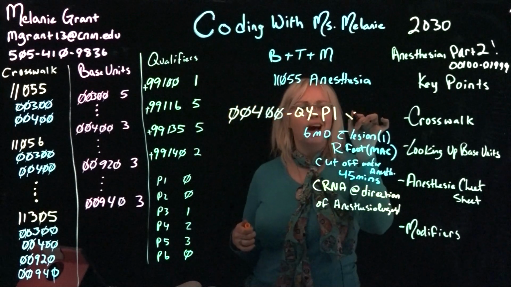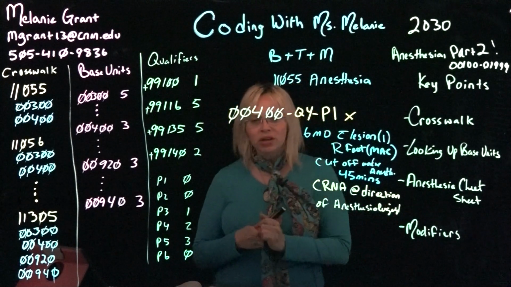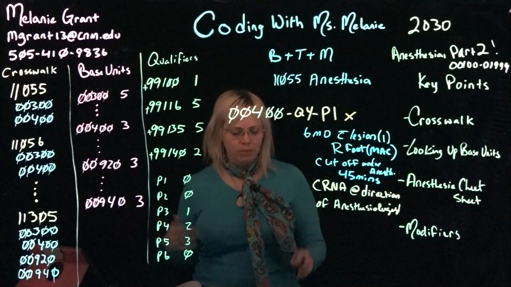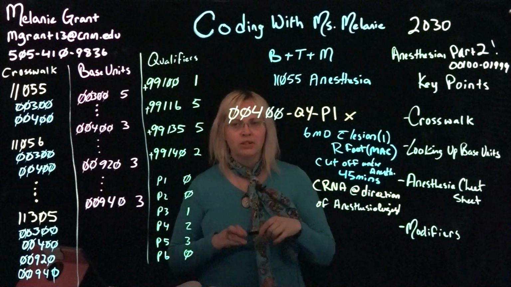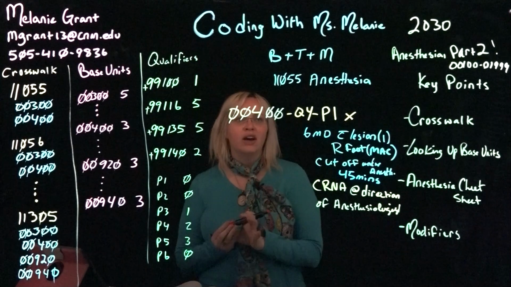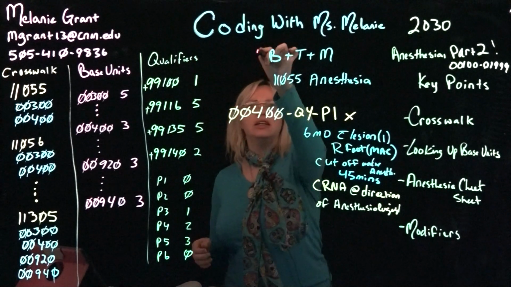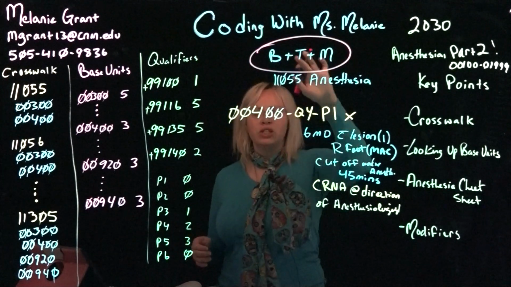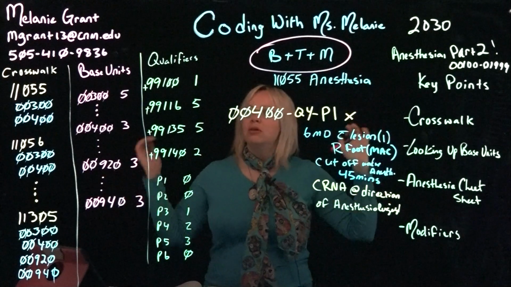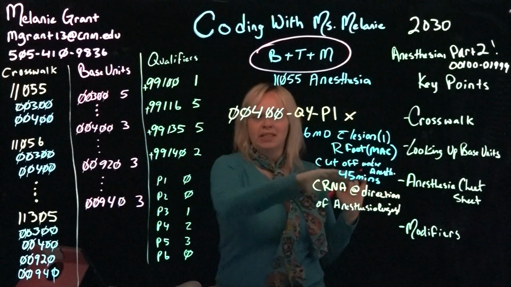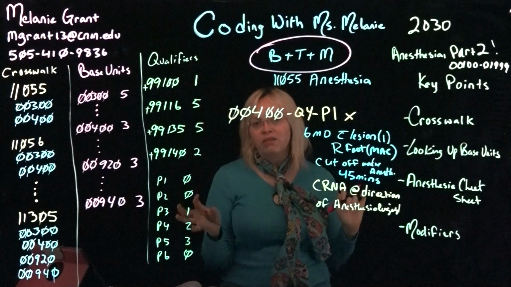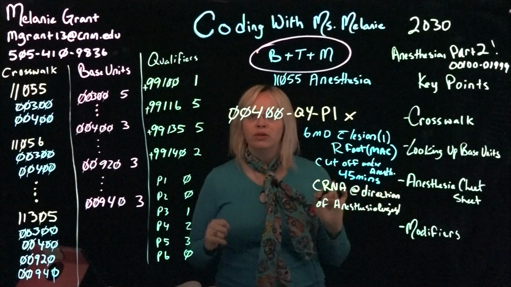So we're going to say times, and now we're going to determine, well, how do I know how many units to do? Okay, so I'm going to switch over our colors here. Now, this is where we're going to look at the very easy calculation of B plus T plus M: base units plus time plus any modifying qualifiers, okay?